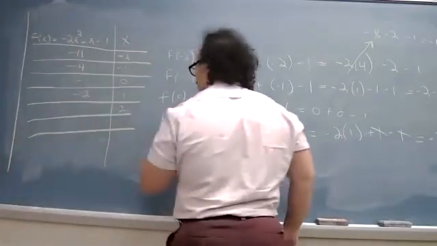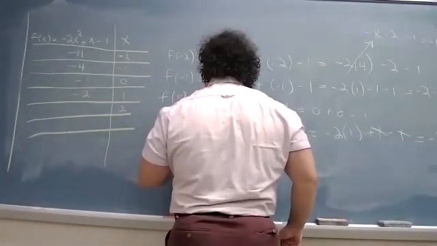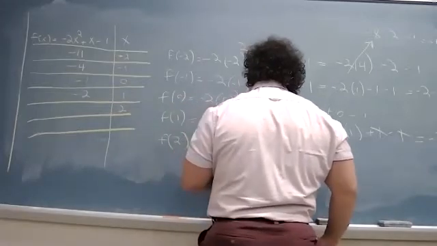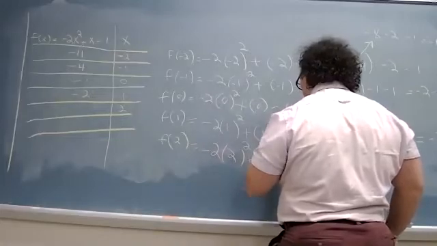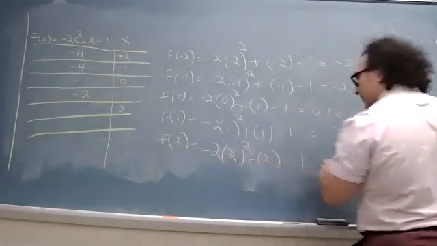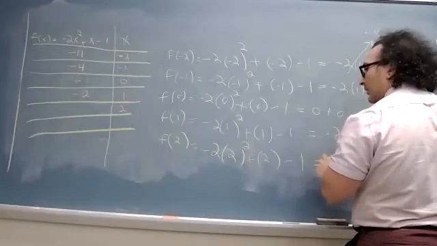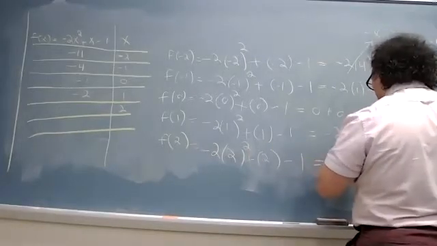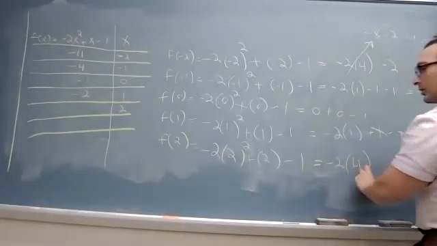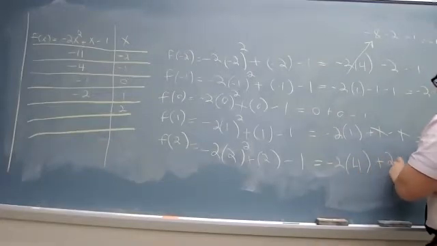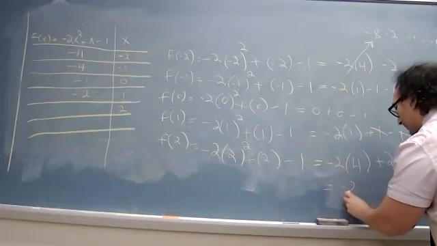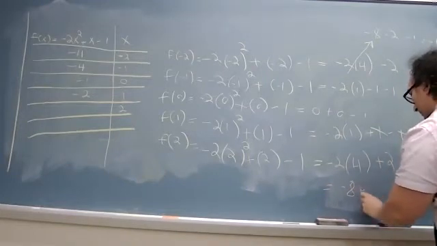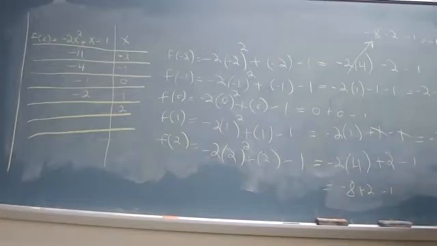What is f of 2? F of 2 ends up equaling negative 2 times 2 quantity squared plus 2 minus 1. And this ends up equaling negative 2 times positive 4 plus 2 minus 1. And this ends up equaling negative 8 plus 2 minus 1. So it's negative 8 plus 1, which is negative 7.